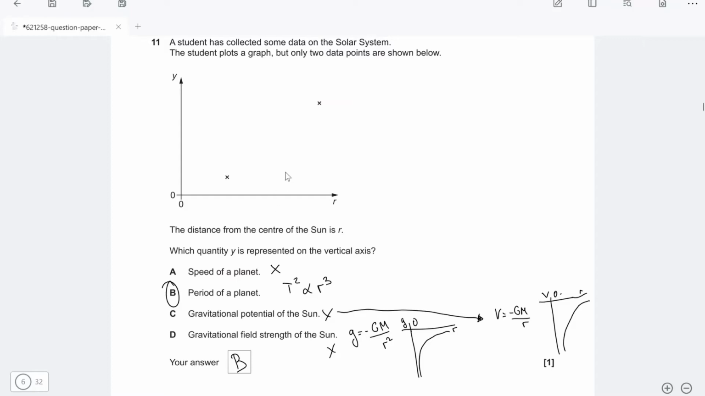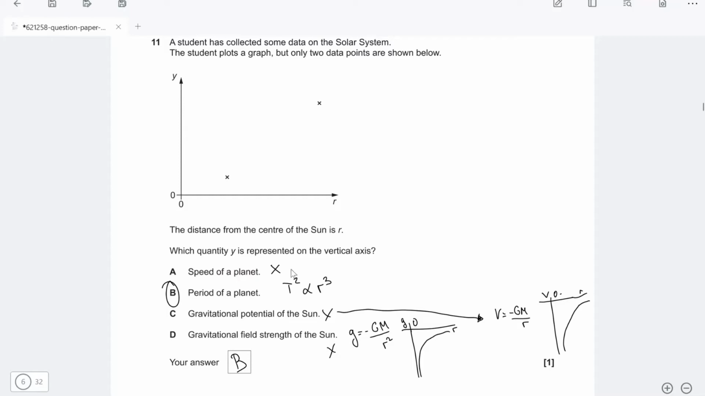Question 11, this is a really good one. So we have some data, a very much incomplete data. The student plots a graph and only 2 data points are shown. So what could that quantity y be? What could that mystery quantity be?